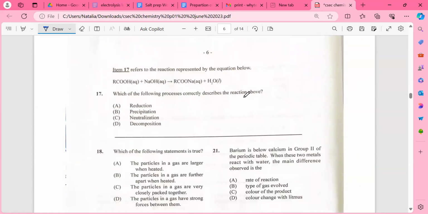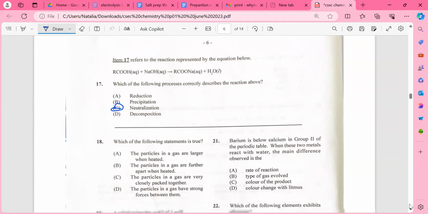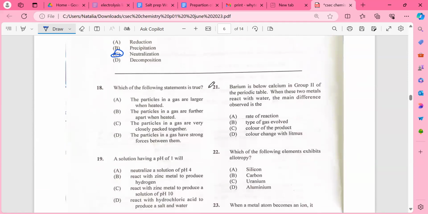Which of the following correctly describes the reaction above? So we have an acid and a base. So that's going to be neutralization. Which of the following statements is true? The particles in a gas are large when heated. Particles in a gas are further apart when heated. Particles of a gas are very closely packed together. Particles in a gas have strong forces of attraction.